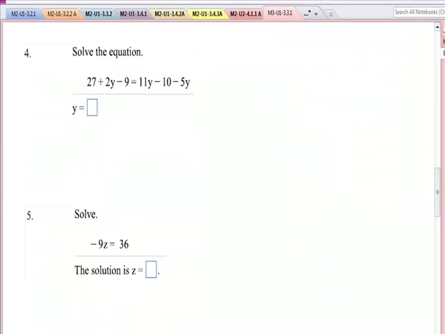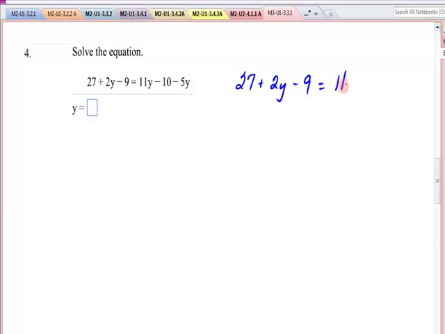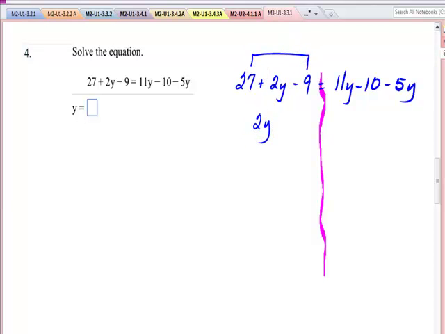Number 4. This is actually a lot more of the same. 27 plus 2y minus 9 is equal to 11y minus 10 minus 5y. Can I do any simplifying on the left? Yes. There aren't any other variable terms, but I have a positive 27 and a negative 9, which gives me, subtract, keep the sign of the big one, positive 18.